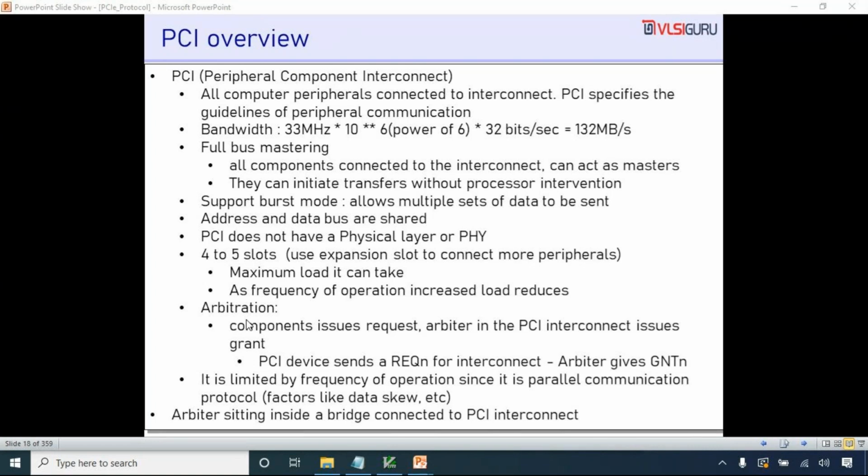So you need to decide who is going to do the transfers now. A component issues a request. There is an arbiter present in the PCI interconnect which issues the grant. The PCI device sends a request for the interconnect and the arbiter gives the grant. Now PCI Express won't have this request-grant mechanism, but of course it also has something called port arbitration and virtual channel arbitration, which we'll talk about later. It is limited by the frequency of operation since it is a parallel communication protocol. The arbiter sits inside a bridge connected to the PCI interconnect.